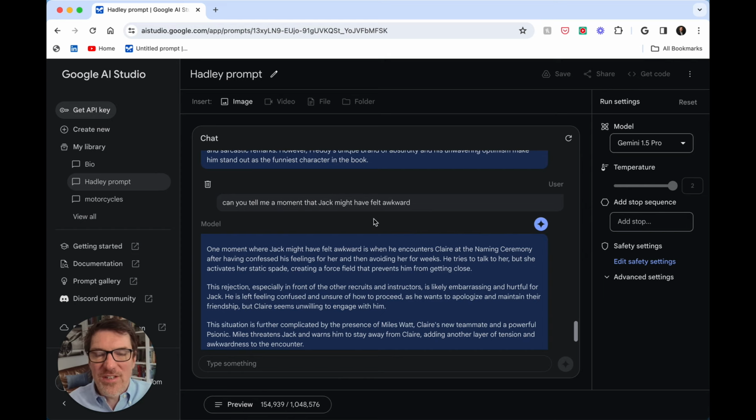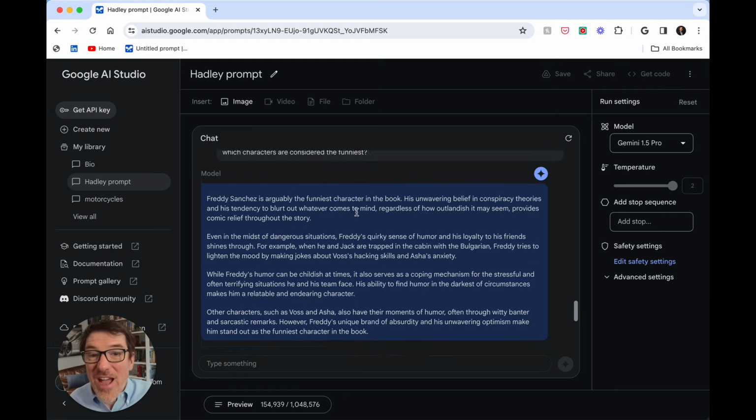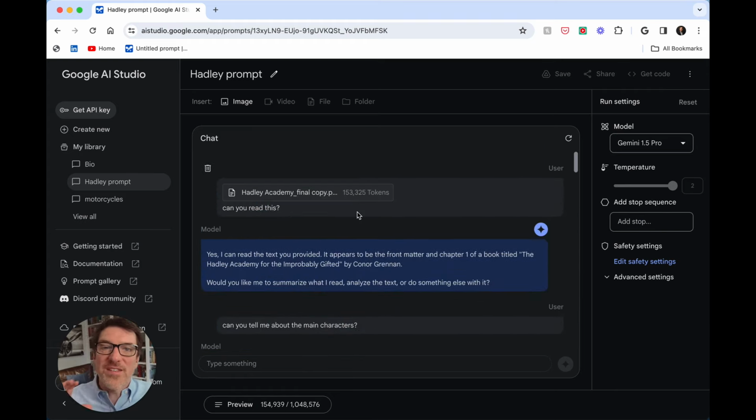And then I said, Jack is the main character, can you tell when he might have felt awkward in this? And it talked about a rejection that he got. I thought that was really cool because again, finding the needle in the haystack is critical, but also really interesting is whether it's really interpreting and understanding what it's reading. But just the sheer size of the book. This was probably a 300 page book that it uploaded pretty quickly. I have seen that this can go fairly slowly by other LLM standards.